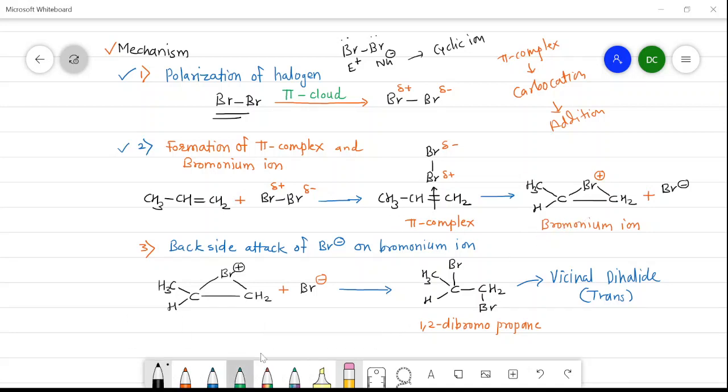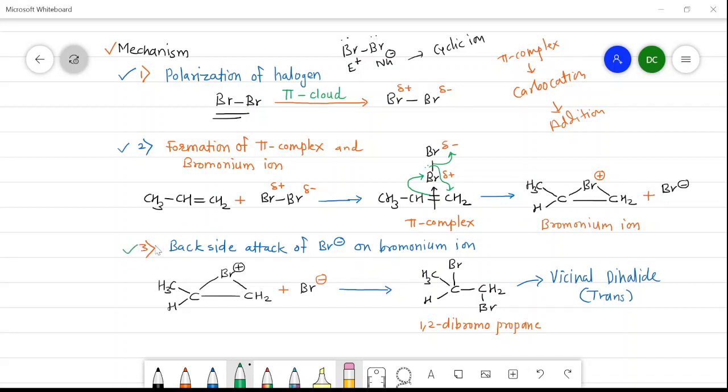How? Suppose a lone pair is present on the Br, then this pi bond will attack on the Br, and this Br is removed as a halide ion. Then the lone pair which is present on this Br will attack on this carbon, so that here we get the cyclic ring formation. It is the bromonium ion.